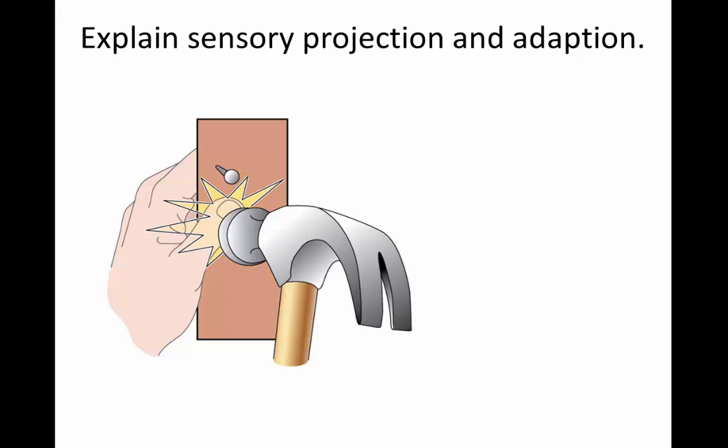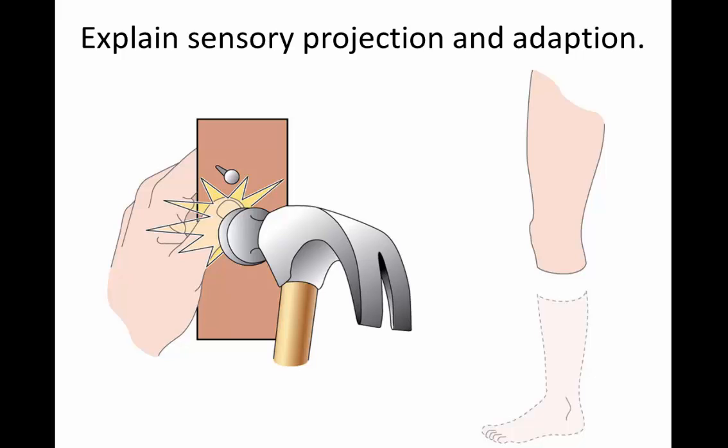So projection answers the question, if pain is experienced by the brain and processed by the brain, why does my injured finger hurt? And it's because our brain projects that information back to our thumb and tells us that that's the region that's hurt. Another example of projection is the experience of phantom limb pain.